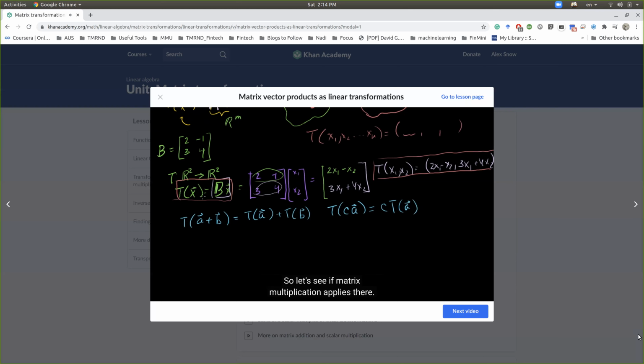So let's see if matrix multiplication applies there. I've touched on this in the past, and I've even told you that you should prove it. I've already assumed you know it, but I'll prove it to you here because I'm tired of telling you that you should prove it. I should do it at least once. So let's see, matrix multiplication.